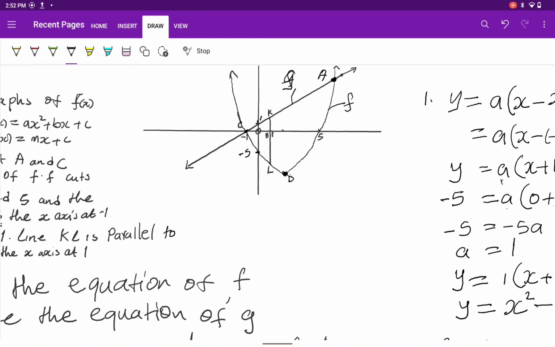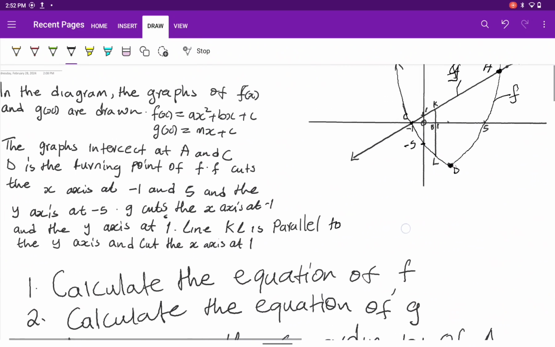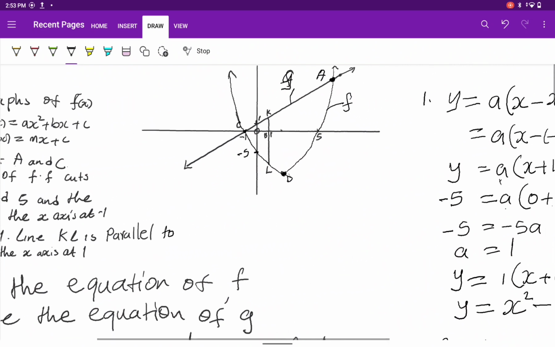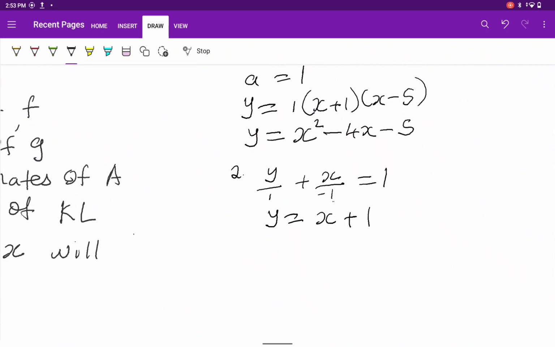Right, so it has been said that A and C are the intersection of the two graphs. So when we have two graphs intersecting, remember they said the graphs intersect at A and C. So what we are going to do is take the two equations and solve them simultaneously. We have this equation as equation number 1, and this equation as equation number 2.